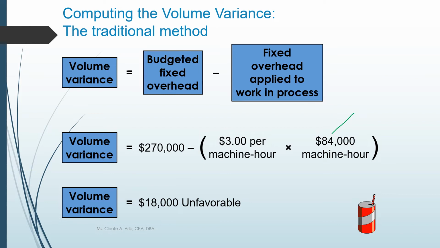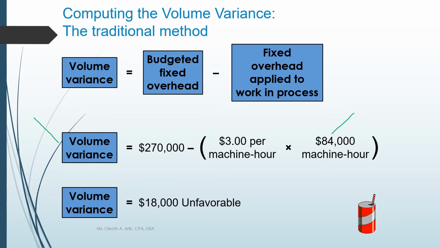Now, this formula for volume variance, you can shortcut it. How to shortcut it? It depends on the given. You can also solve it by getting the difference of your budgeted hours with your standard hours. Again, standard hours are the hours you allowed for the number of units completed. How big is the budgeted hours? If you go back to the previous slide, you will see that the budgeted hours is 90,000 for this period.